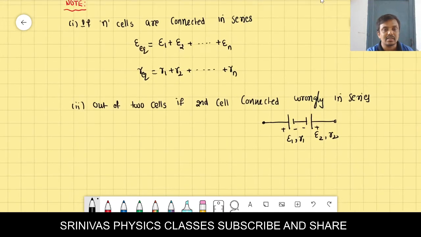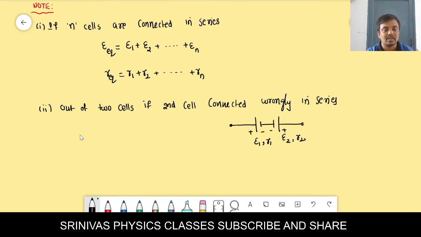But what I did here is connect the two cells in series such that the second cell is wrongly connected. Then what is the effective EMF and what is the total effective internal resistance? The effective EMF is E equivalent. If they are rightly connected, we just add. If the connection is wrong, then we have to subtract: E1 minus E2, or otherwise E2 minus E1. If E1 is greater than E2, then we write E1 minus E2. If E2 is greater than E1, we should write E2 minus E1.